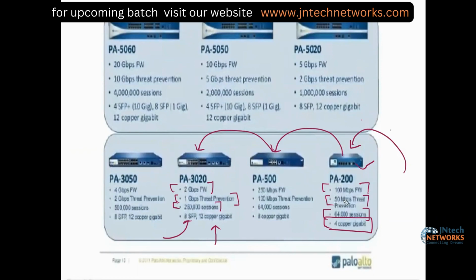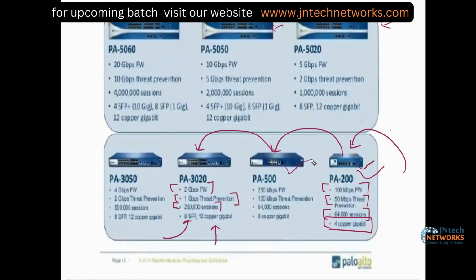Here we have series PA3000, PA5000, or PA5050. For a big organization, you can go with 5000 or 3000. For a small organization, you can go with PA200 or PA500. These are the physical appliances. Palo Alto will also provide you a VM firewall box.